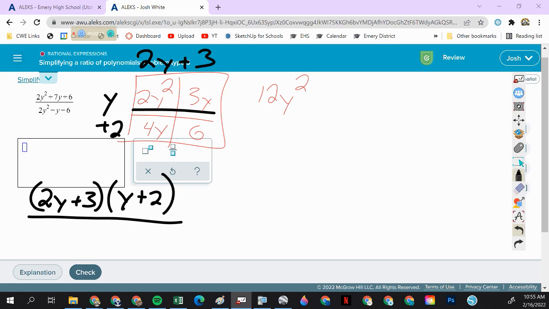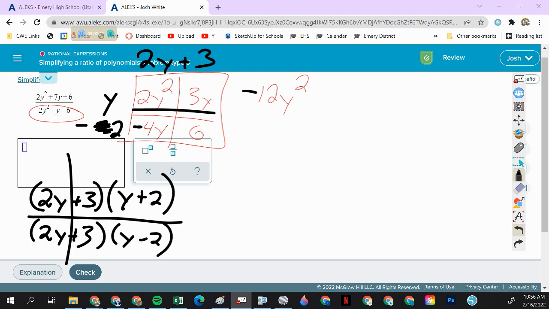Divided by, and this is nearly the same quadratic. The only difference is that the 12 is negative. Are there two numbers that multiply to be negative 12 and add to be negative 1? It would be 3 and negative 4, which turns this into a minus 2. The denominator factors into 2y plus 3 and y minus 2. So we just cancel the 2y plus 3's. Next problem is similar.